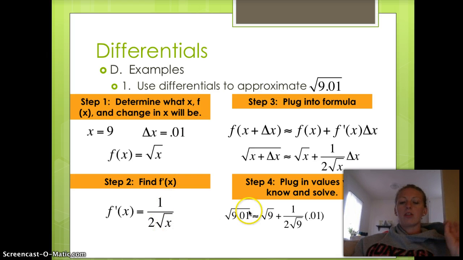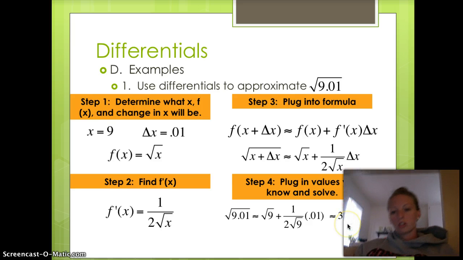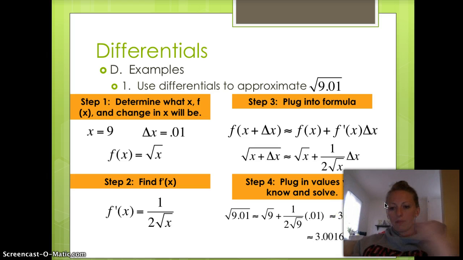So the square root of 9.01, I plugged in 9 plus 0.01, is approximately equal to the square root of 9 plus 1 over 2 square root of 9 times 0.01. So if you plug this into our calculator, a little bit of it we can work out. So we get the square root of 9 is 3 plus 1 over 2 times the square root of 9, which is 1 over 6 times 0.01. So it's going to be 3 plus a little bit, which we get if we work out this part.